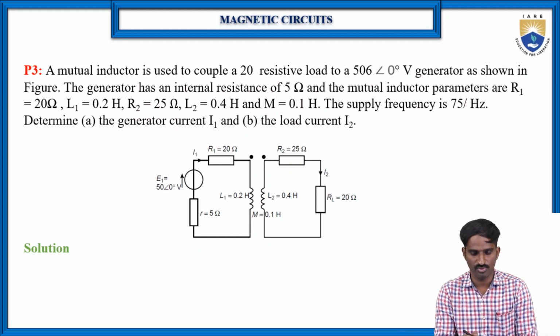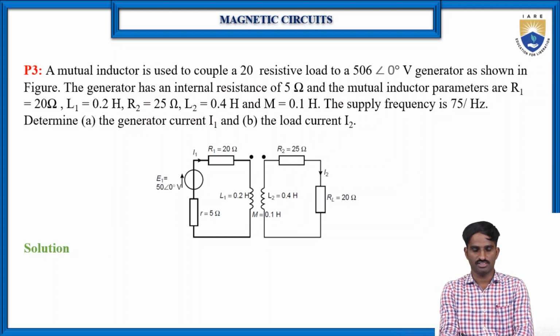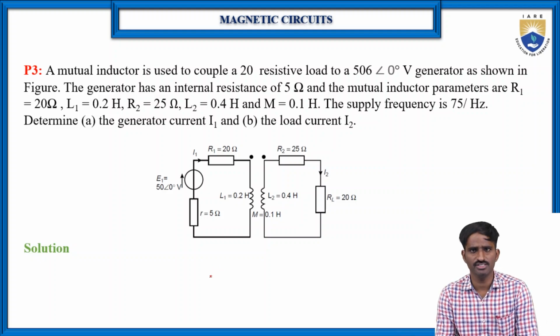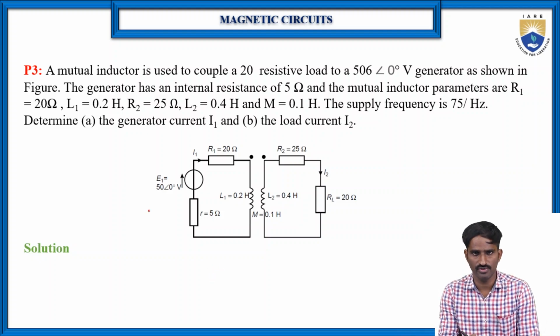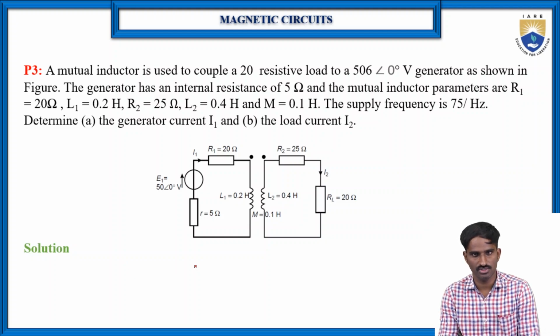This problem is almost similar to problem 1 that we have already discussed. The only change is that here it is given in the frequency domain, so we need to consider the frequency also. Instead of L, we have to write XL, which is equal to 2 pi F into L. The same procedure that we followed in the previous problems will be applied in this case also.